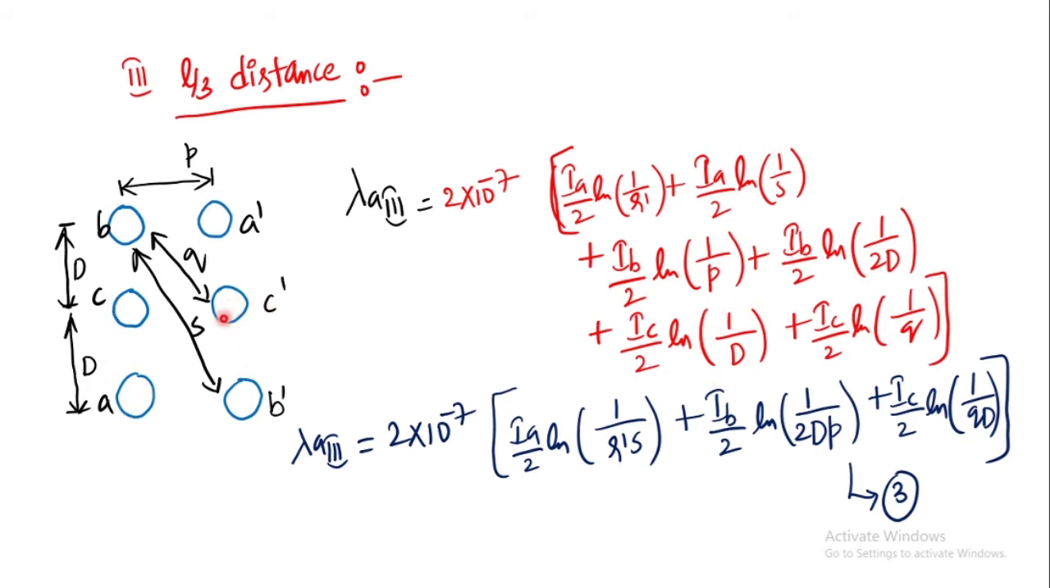And what is the distance from C dash to A? This horizontal distance, this diagonal distance is same as Q. So Q. Now for the first and second terms, IA by 2 is common. I applied the formula of ln of A plus ln of B, so we will get ln of AB. For the third and fourth terms, IB by 2 is common, and it is ln of 1 by 2 dP. And for the fifth and sixth terms, IC by 2 is common, and it is ln of 1 by QD.